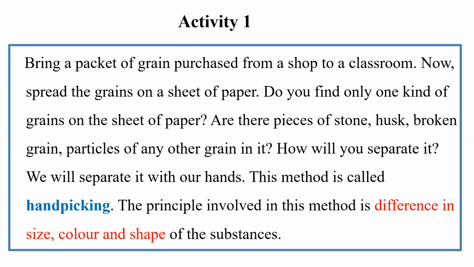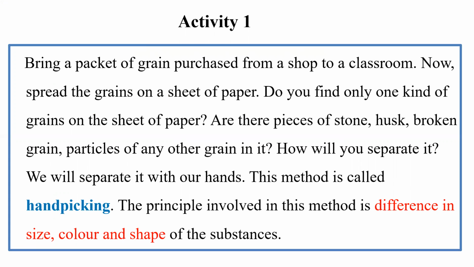There will be stone, husk, broken grain. So how will we separate it? We'll definitely separate it by hand. This method of separating different substances like stone, husk, broken grain or particles, or any other substance, from a particular wanted substance with our hands is known as hand picking.